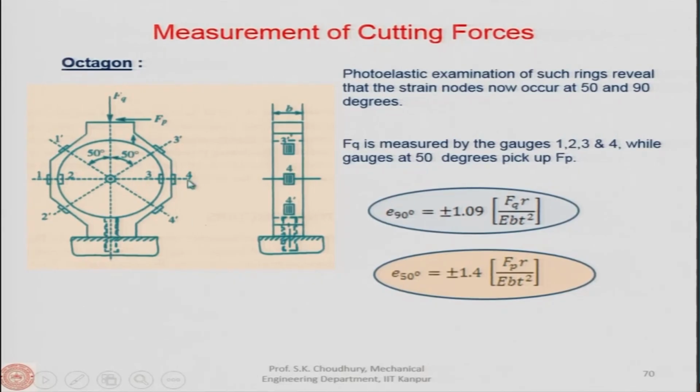which is coming from the Wheatstone bridge, comprising of 1, 2, 3, 4 or comprising of 1 prime, 2 prime, 3 prime and 4 prime. Well, now here you can see that this octagon is also not very rigid when the large forces are acting, when the force values are very high. So, we will see later at certain point how to increase the rigidity of this.